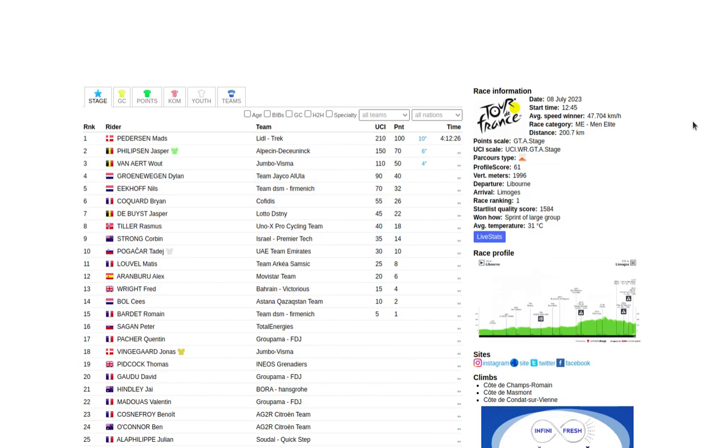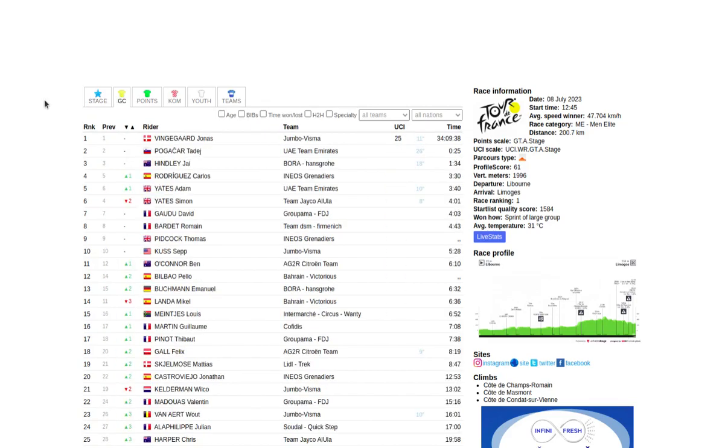What was interesting today is that Simon Yates lost a bit of time. He's now sixth in the GC and he was fourth previously, and unfortunately Mark Cavendish crashed and got injured, so his dream of winning the 35th stage at the Tour de France and being alone at the top of the stage record is now finished, because this is his final season, so he will stay at 34 like Merckx.